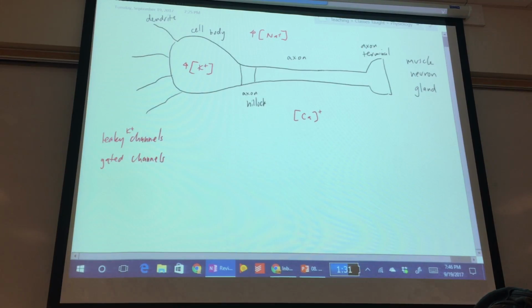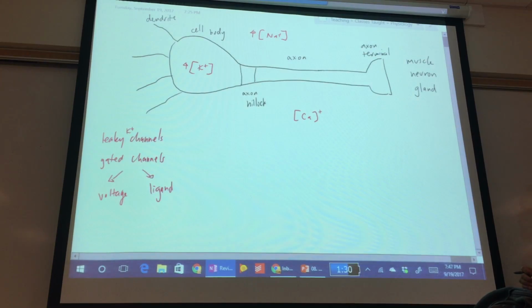Gated channels can be divvied up into... And let's start with our group in the middle. What types of gated channels do we have? Voltage and ligand. And if you guys are wondering about writing all this down, don't worry, I'll send this out to you guys. This will be your review. Okay? So gated channels, we have voltage gated and ligand gated.